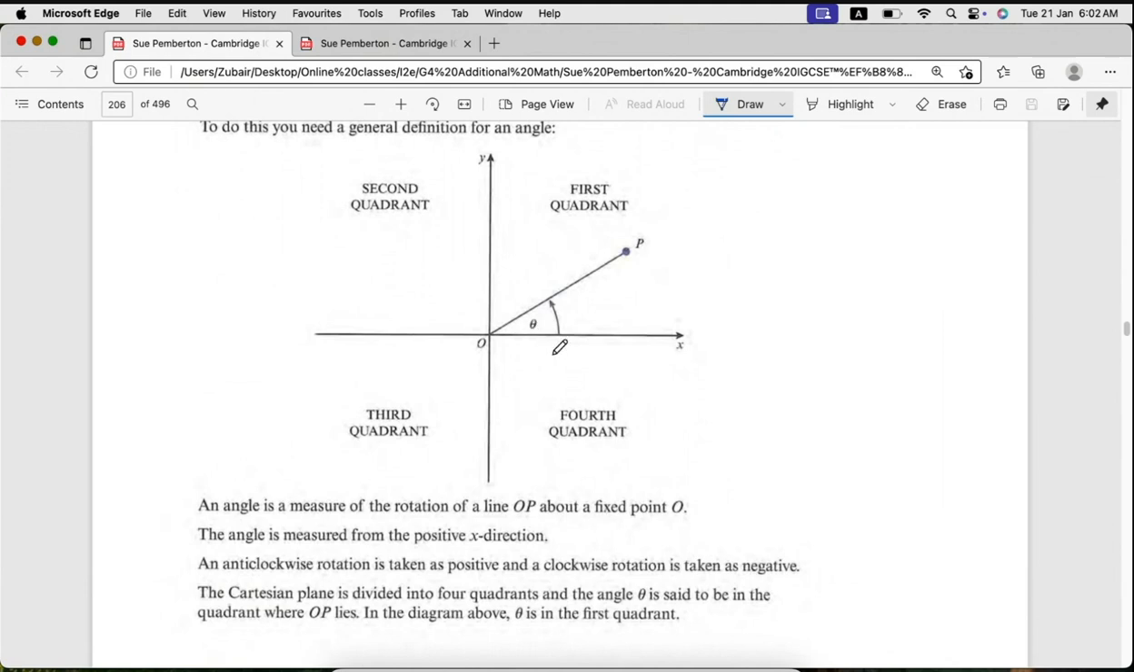So an angle is just a measure between two straight lines subtended out. An angle is a measure of rotation of line OB about a fixed point. The angle measured from the positive x-axis anti-clockwise is taken as positive and clockwise is taken as negative on the Cartesian plane.